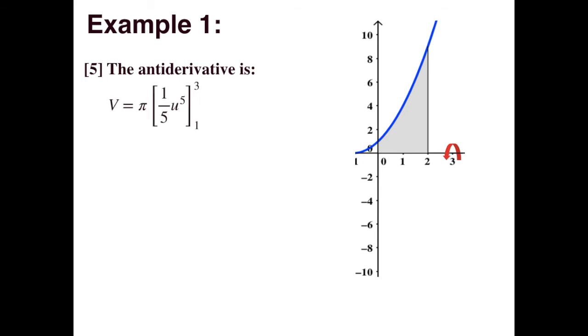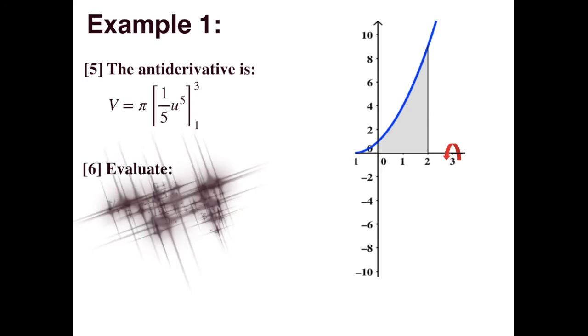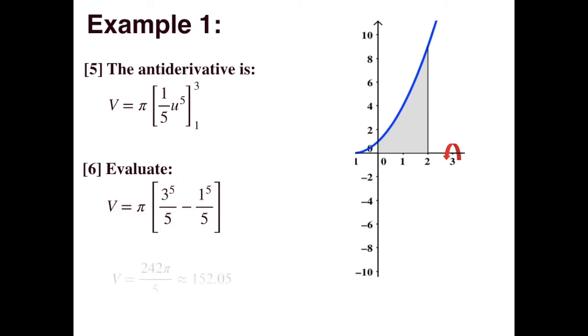So the antiderivative is pi times 1/5 u to the 5th, and now we need to evaluate it using the fundamental theorem of calculus. If we plug in the top bound of 3, we get 3 to the 5th over 5, minus the bottom bound of 1, which is 1 to the 5th over 5. We can simplify this. The volume is 242 pi over 5, which is approximately 152.05 cubic units.